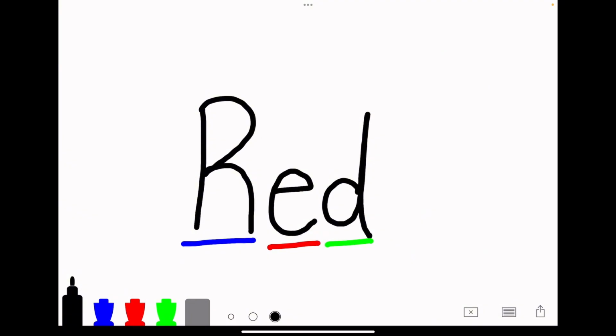So TTC family, we're going to be writing the word red 4 times. So we're going to split it up. We're going to write the word red 2 times using capital R or big R, and then 2 more times using lowercase r or little r. So let's get started on writing the word red 2 times using capital R.